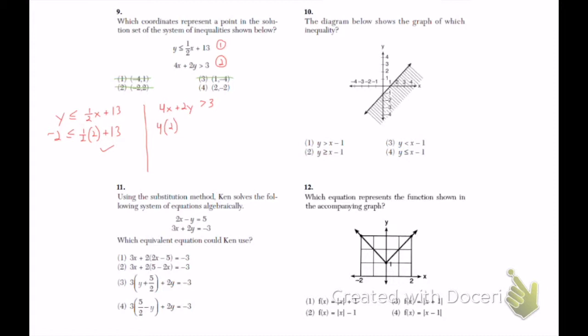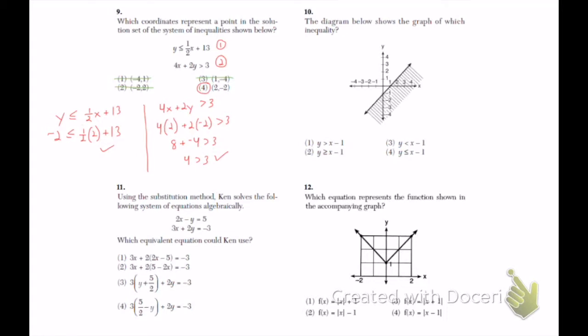Sorry about that. 4 times 2 plus 2 times negative 2 is greater than 3. We see that 8 plus negative 4 is greater than 3. We see that 4 is greater than 3. So there's a check too. So we can see that option 4 must be the correct answer.